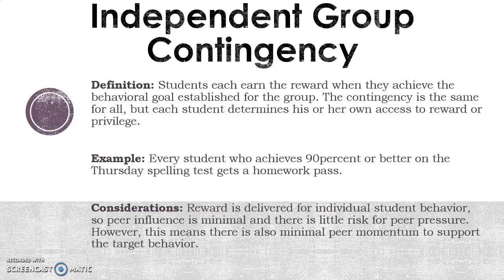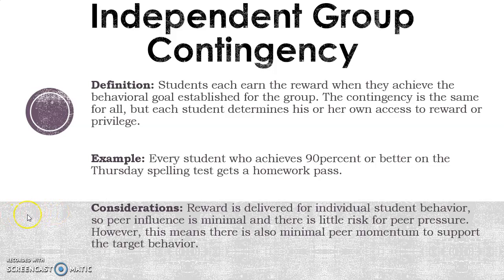So, for example, every student who achieves 90% or better on their Thursday spelling test gets a homework pass. That's if you're doing it with an older group of kids. If you're doing this with a younger group of children, it may be that one student needs to attend, or every student is going to attend in the group, and as long as they are able to do that, then they would be rewarded with maybe something that they decide. So maybe a certain video they want to watch or a game they want to play as a group. This could be used in a small group setting or a large group, whole group setting.